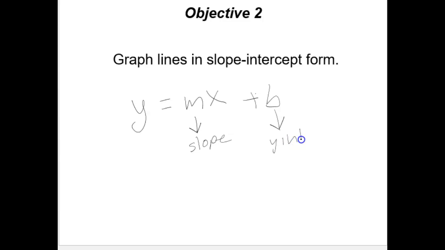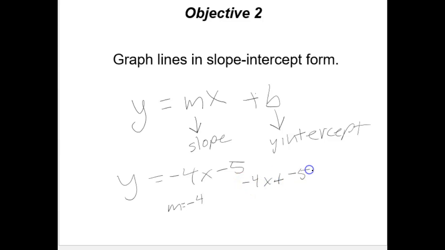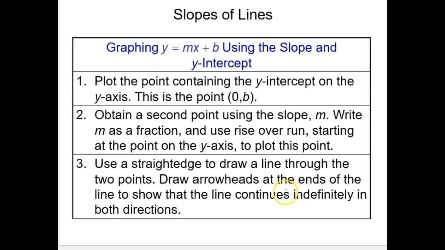Now, if you have a number subtracted at the end, that's the same as adding a negative. So if I had y equals negative 4x minus 5, my slope would be the negative 4. Sorry, m equals negative 4. And that's the same as negative 4x plus a negative 5. So the y-intercept is also negative. It's a negative 5. So we talked about that in the last lesson. That's just a little bit of review there.